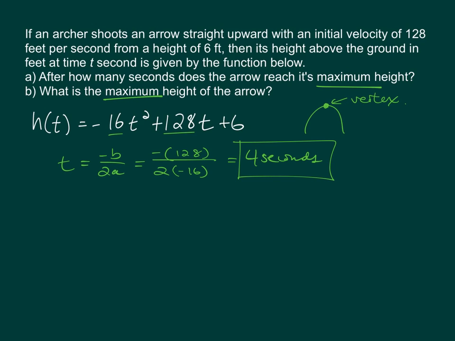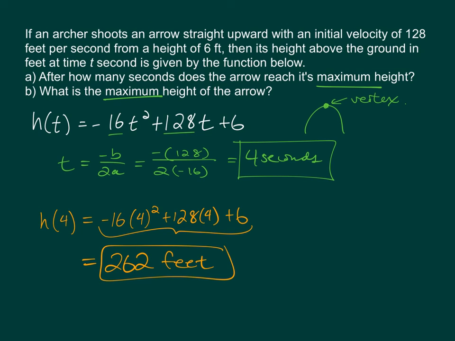Good, we've got that. Now the second question is, what is the maximum height of the arrow? The maximum height of the arrow depends on how long it took to get there. Right? The height depends on the time. So the 4 will just get substituted in for the time here. So we can write something like this. The height at 4 seconds will give you negative 16 times 4 squared plus 128 times 4 plus 6. And at this point, you can just type all of this into a calculator and get 262 feet.